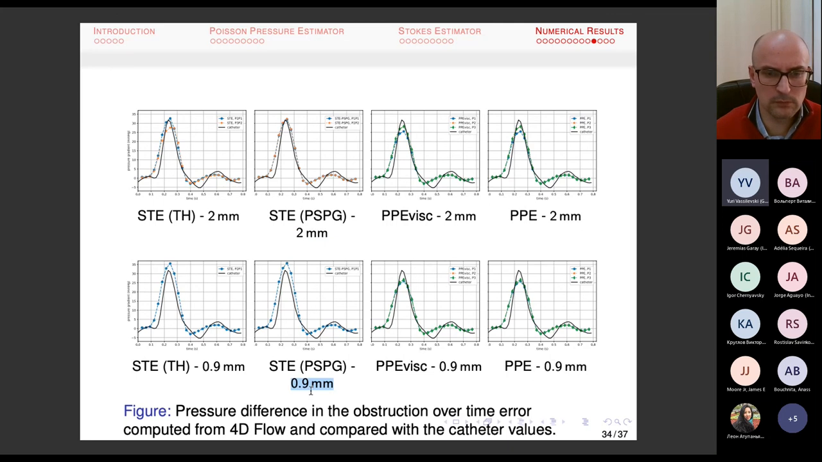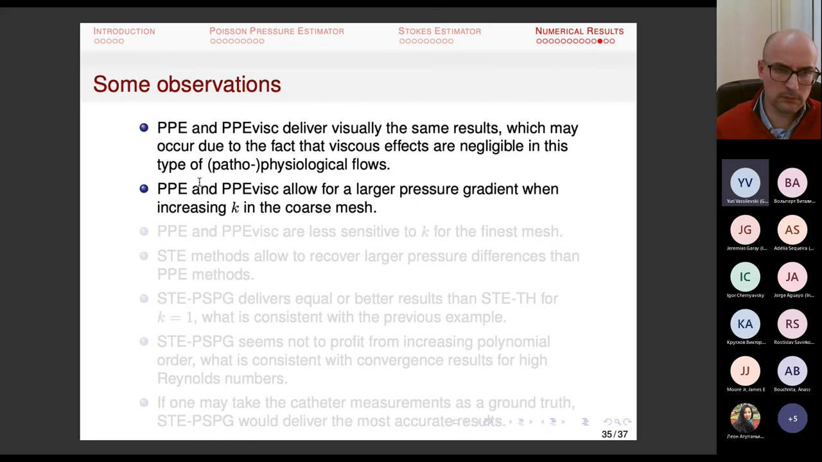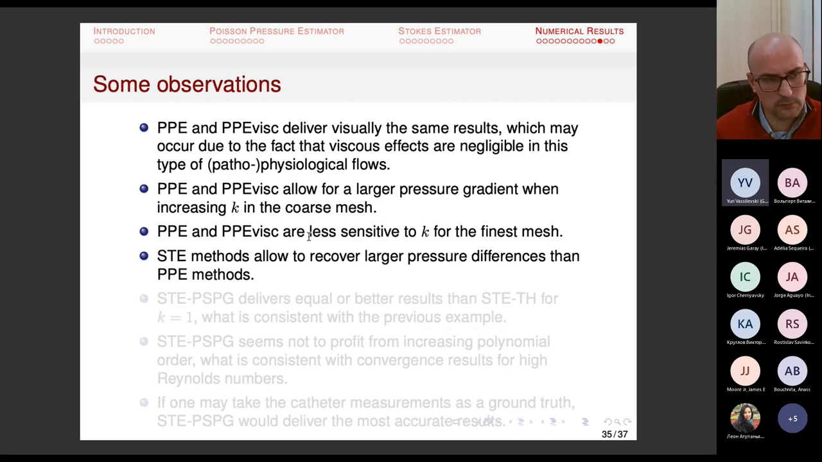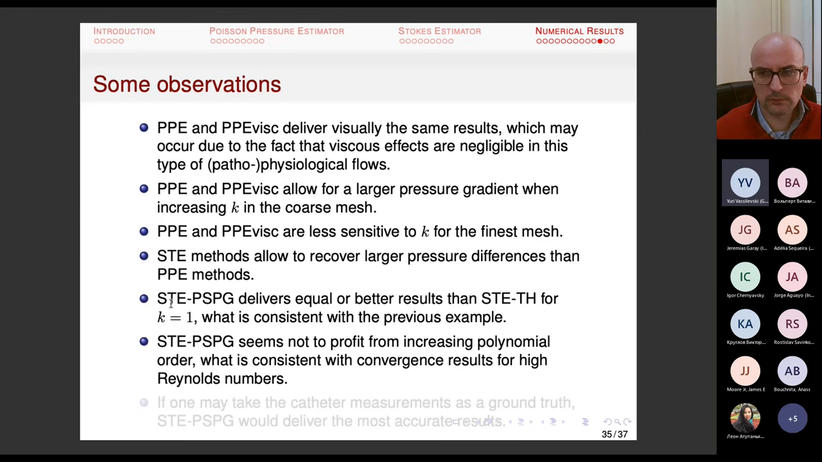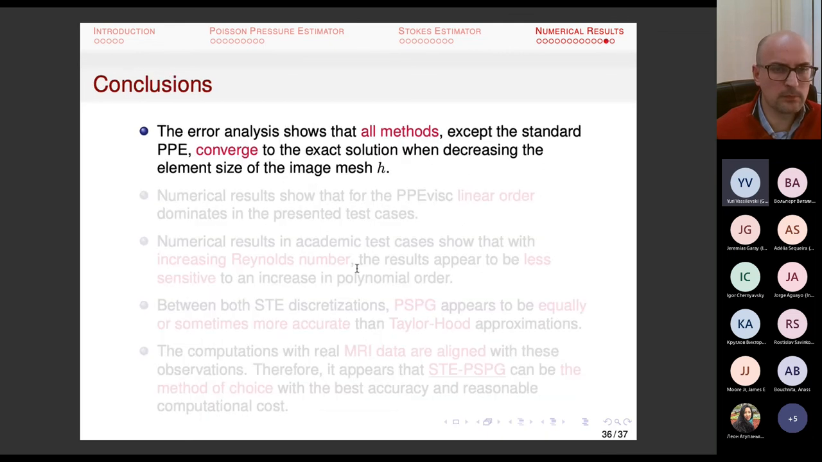And some conclusions here are that the PPE and PPE with the viscous term deliver visually the same result, which may occur due to the fact that viscous effects are negligible in this type of physiological flows. Some more conclusions about the PPE: this scheme is less sensitive to K for the finite mesh. And also the SD-based PPE delivers equal or better results than those achieved by using Taylor-Hood space, which is consistent with the theory.